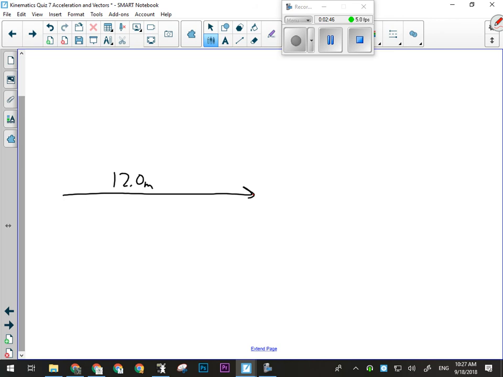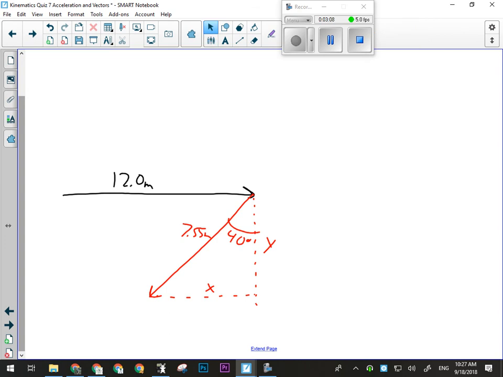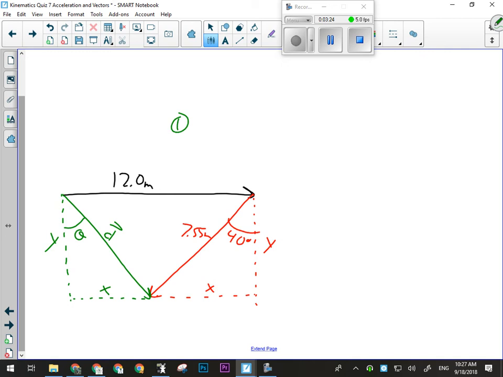So here is south, and then we have west of south, about 40 degrees, something like that. So this is 7.55 meters. This is 40 degrees west of south. This would be our y component. This would be our x component. And then our resultant looks like this. One mark for their diagram.